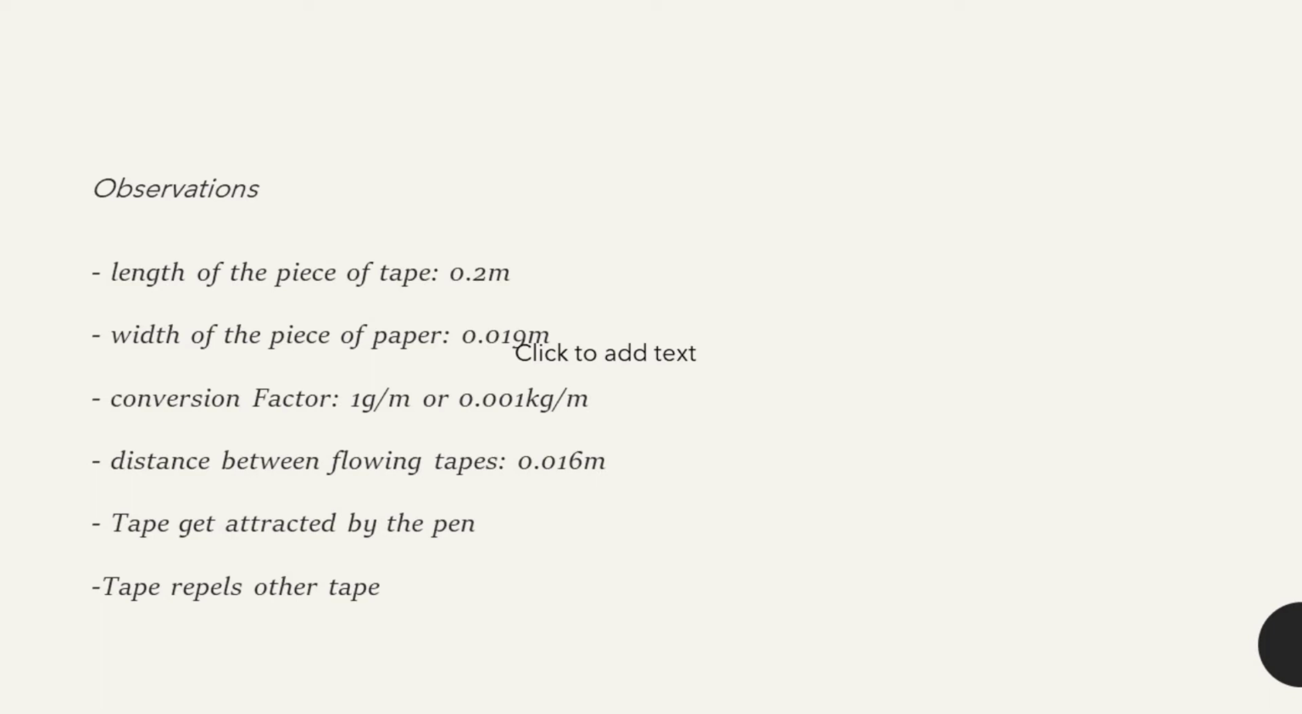Here's a list of observations that I made during the experiment. The length of the piece of tape was 0.2 meters. The width of it was 0.019 meters. The conversion factor is 0.00 kilogram to meters. And the distance between the floating tapes at the moment that it started floating was 0.060 meters. I also observed that the tape gets attracted by the pen and tapes repel each other.